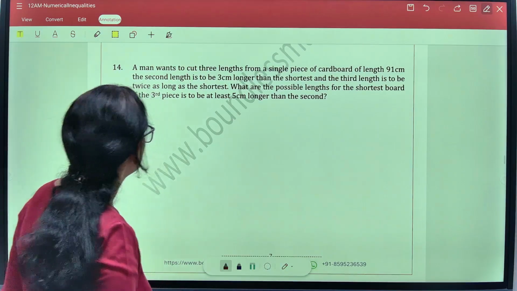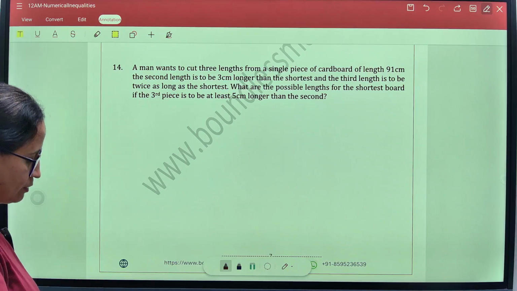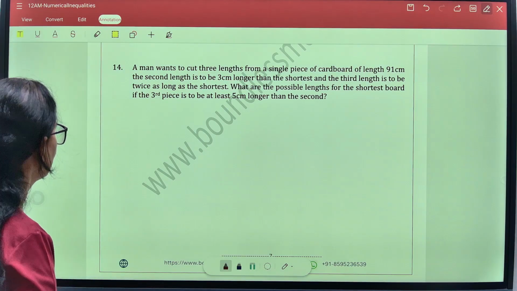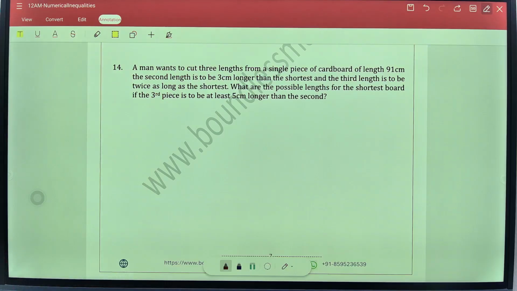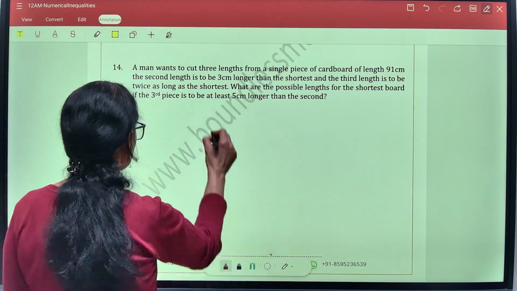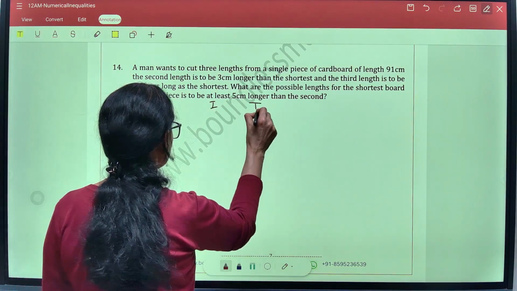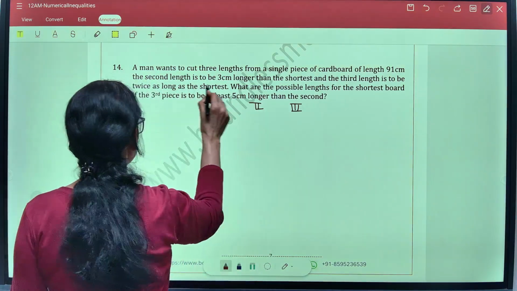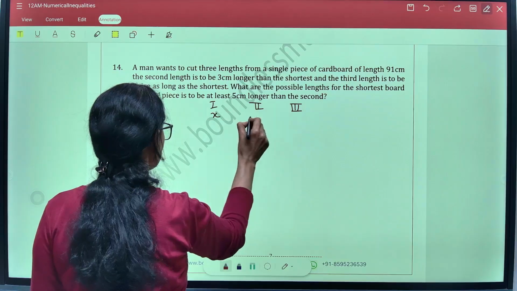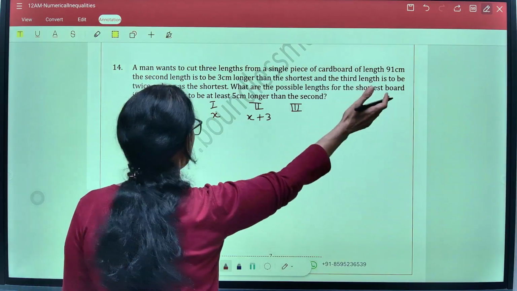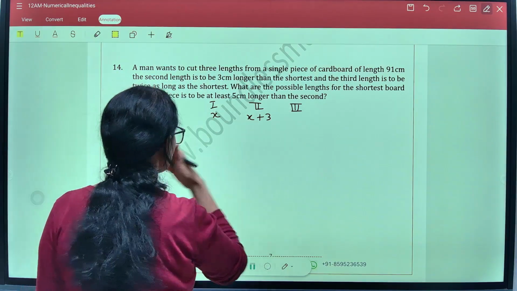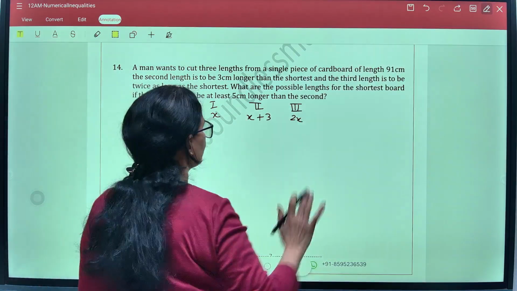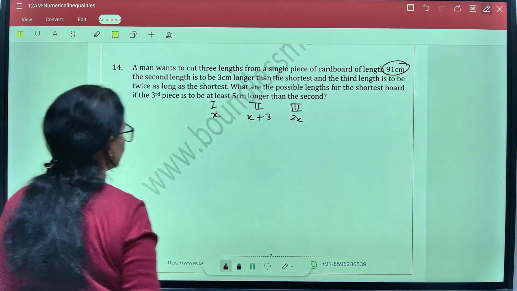A man wants to cut 3 lengths from a single piece of cardboard of length 91 centimeter. The second length is to be 3 centimeter longer than the shortest, and the third is to be twice as long as the shortest. So let's assume the first one is the shortest and there is second block and there is third block. So it says the second length is 3 centimeter longer than the shortest. So this is x, this will be x plus 3, and the third is twice as long as the shortest. So this is 2x. Sum of all these would be less than or equal to 91 for sure, because this is the maximum length that is possible.